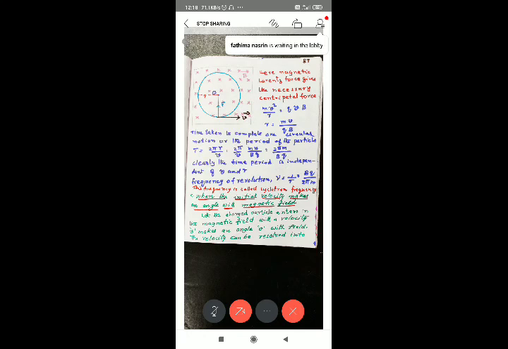So we have discussed 2 cases. When the charged particle moves in the direction of the magnetic field, theta becomes 0, so the force experienced will be 0. When theta is 90, it experiences a force, BQV. BQV is the force experienced, and we have studied that.